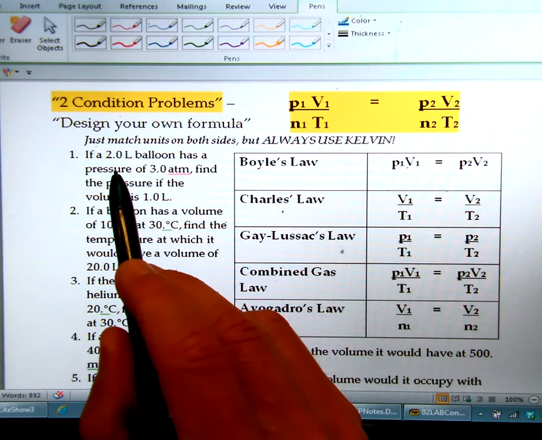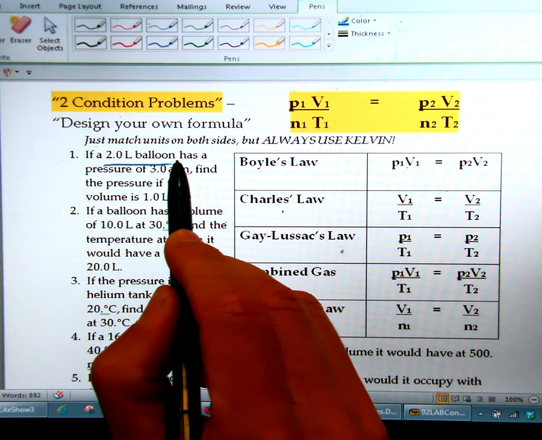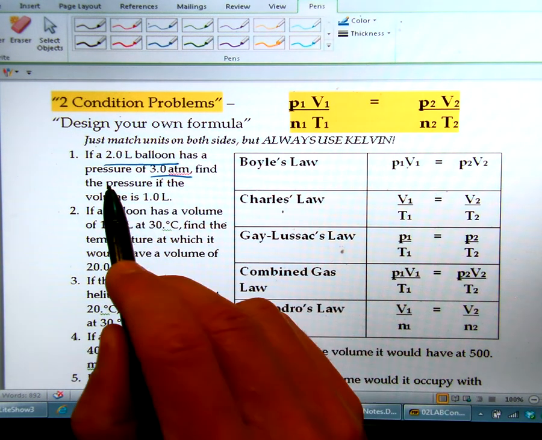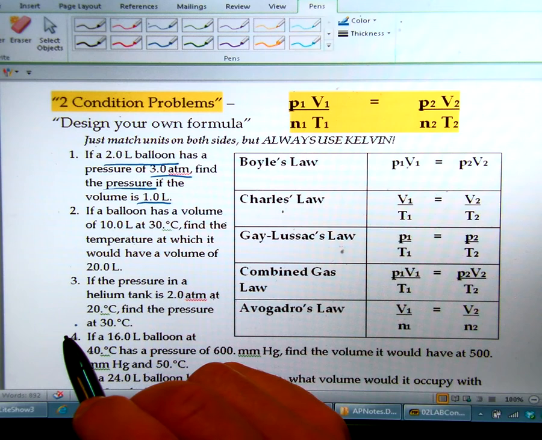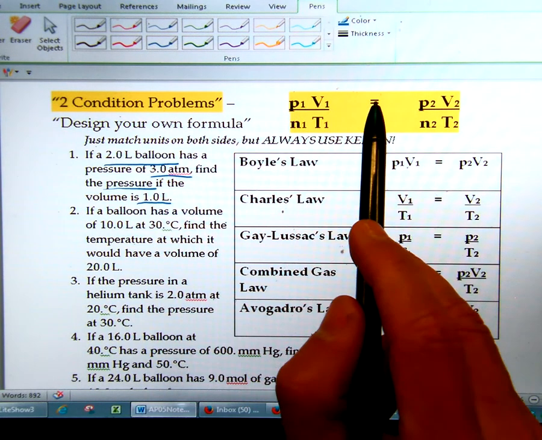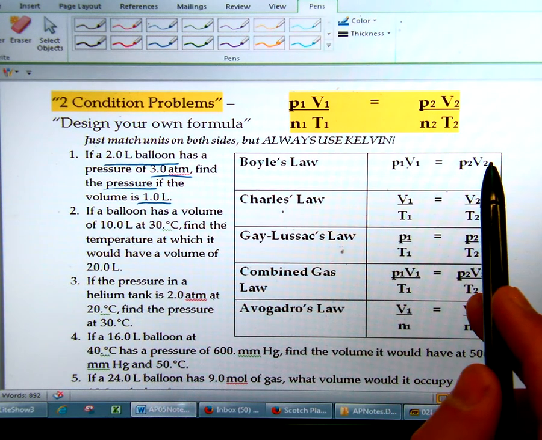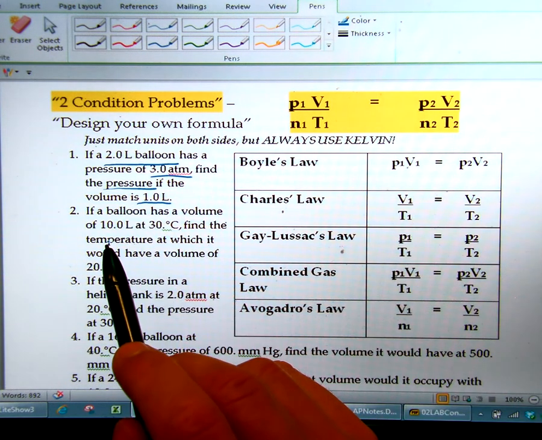So if you read problem number 1, it says a 2-liter balloon has a pressure of 3 atms. So you could see that the volume is 2 liters, the pressure is 3 atms, and then you're looking for a new pressure and a new volume. So what you're going to do is design a formula with pressure and volume. So you look over here and it's P times V equals P times V. So this is the formula you would use for that. And we'll go over how to set that up on the bottom of the page in a few minutes.